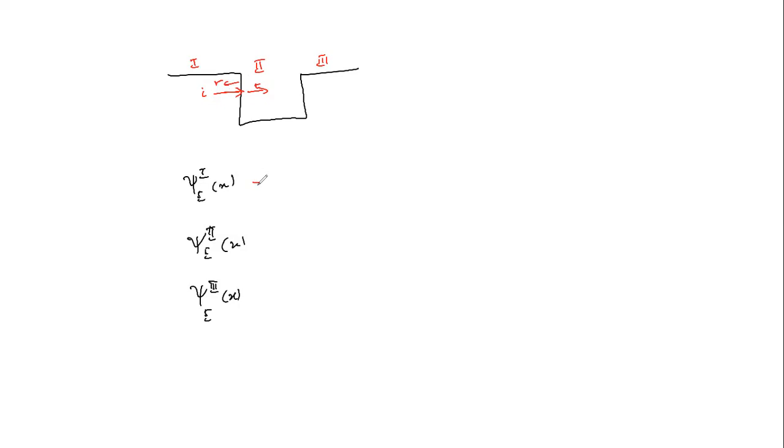In the first region, we have two components in region 1, the incident and the reflected wave, which would be a function of K1. Here we have K2, the propagation constant, and here we have K3. Hence we can specify the solution as A e^(jK1x), the incident wave in the positive direction, plus B e^(-jK1x), the reflected wave, where the propagation constant K1 moves in the opposite direction. This is for x less than zero.